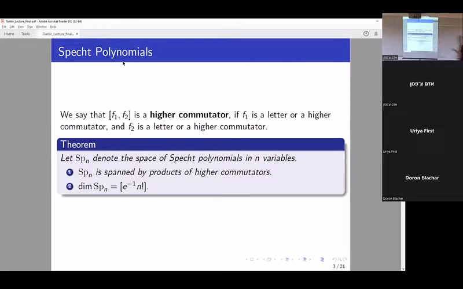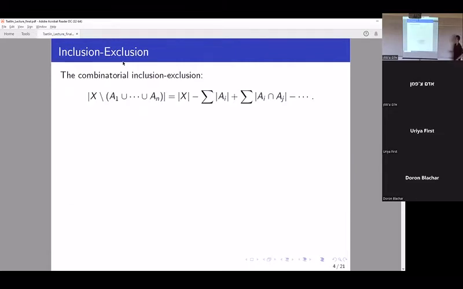Now this number appears also quite naturally in another combinatorial setting, which is the number of derangements. So let's recall the inclusion exclusion. The combinatorial inclusion exclusion tells us how to compute the cardinality of a finite union of subsets, or the intersection if you take the complement. For the cardinality of the complement of the union, we take the whole set X, subtract the cardinalities of the sets involved, add the intersections, then remove triple intersections and so forth. This alternating sum eventually counts every element exactly once.